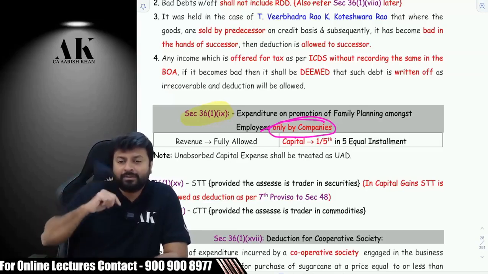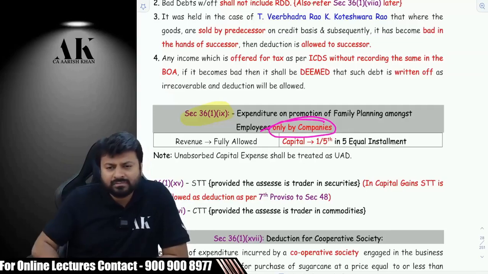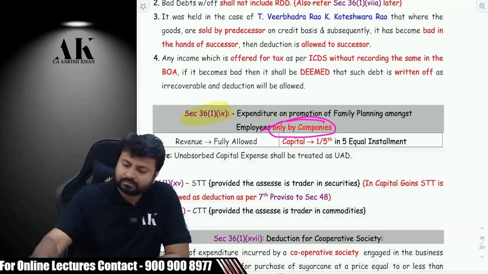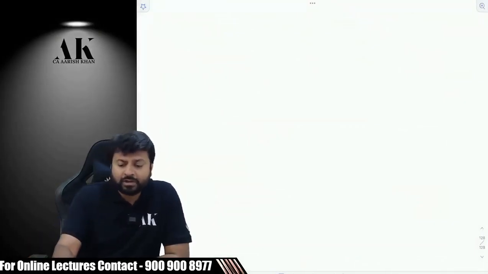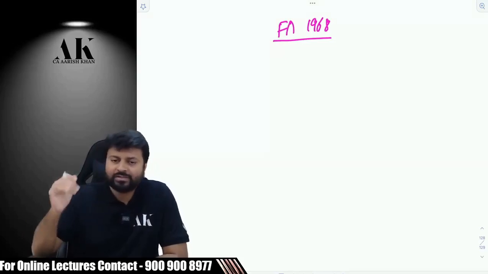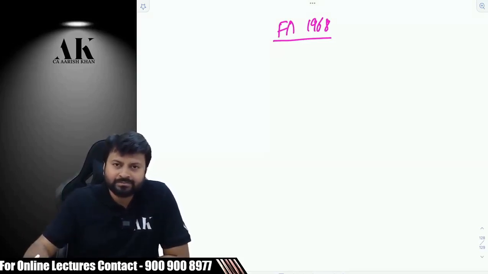How can this family planning promotion increase my production? How can that increase my sales? Is it a business expense? Honestly tell me. It's a social welfare. Yes or no? It's a social welfare or not? It's not a business expense, honestly speaking. Now, why was this provision introduced? This provision was introduced in 1968, Finance Act 1968. Okay. So you can go to the income tax law and see the year in which it was introduced, 1968, long back. Long back, the government of India realized that the population can be a big problem in future.